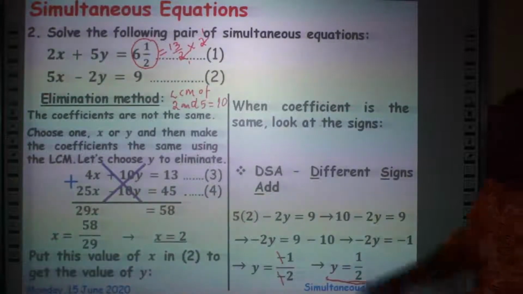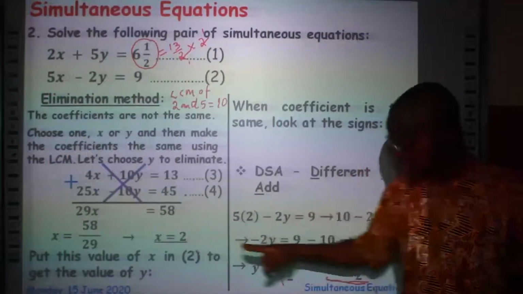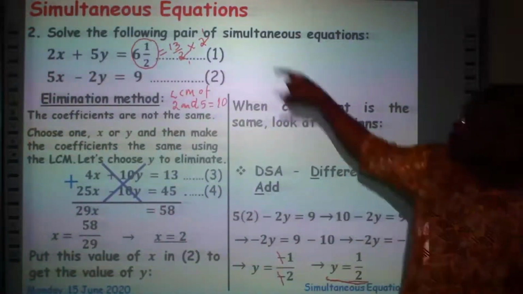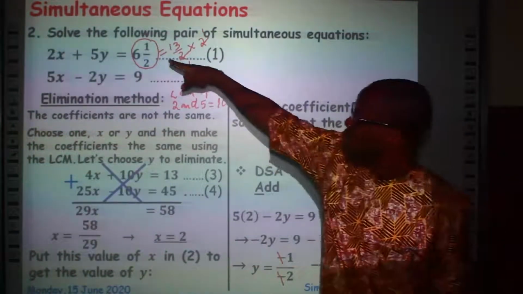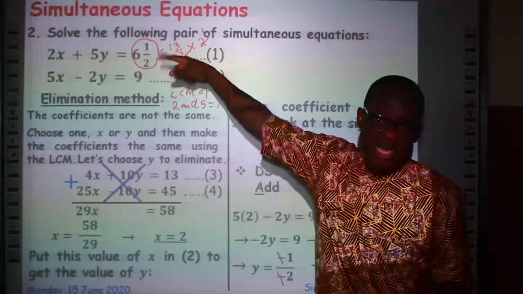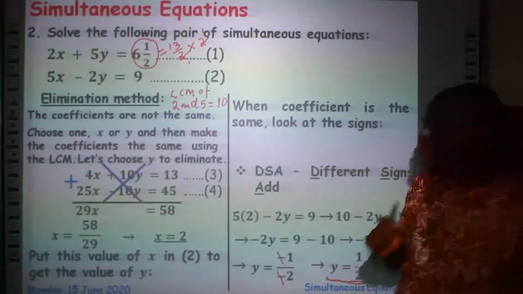And how do we check? We simply put these values, the value of x and the corresponding value of y, into the original equations, just to be absolutely sure that what you have on the right hand side are indeed what you will end up getting. So let's just have that quick check.